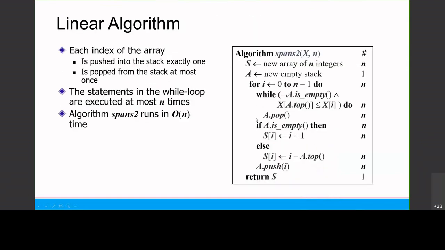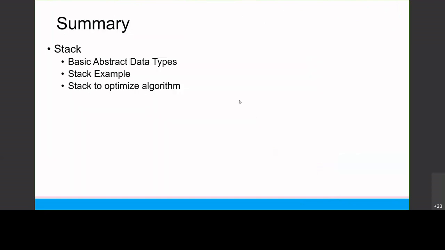By using that, we can get a linear algorithm. Every time we remove from the stack, it is only one operation, and it is done for every element in the array until the end. That's why Span 2 will run in O(n). Okay, I think that's all about the stack. We already learned about abstract data types, then the stack example, and how the stack can optimize the algorithm.